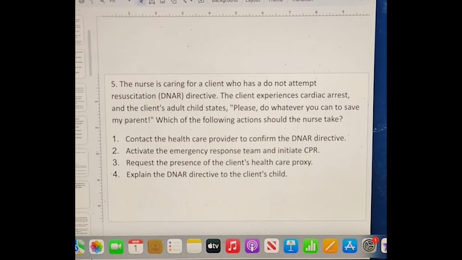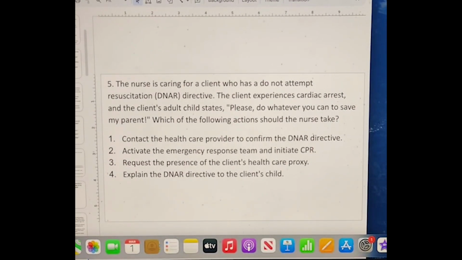Question number 5. The nurse is caring for a client who has a do not attempt resuscitation directive, DNAR or DNR, whichever one you see, right? The client experiences cardiac arrest and the client's adult child states, please do whatever you can to save my parent. Which of the following actions should the nurse take? Is it contact the healthcare provider to confirm the DNAR directive, activate the emergency response team and initiate CPR, request the presence of the client's healthcare proxy, or explain the DNAR directive to the client's child? What are we thinking?